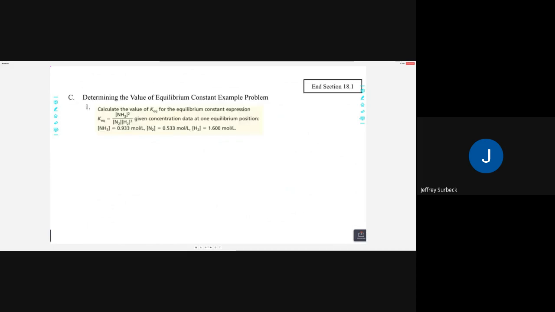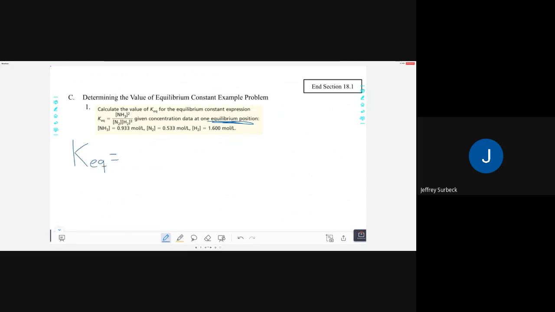So number one, I gave you the equilibrium expression, which we wrote earlier. It's NH3, which is a product, raised to the second power on top, times N2 times H2 on the bottom. Notice we have an important point: all of these things are at equilibrium. Those are the values we have to use in our equilibrium constant expression. So we want to know what KEQ is.